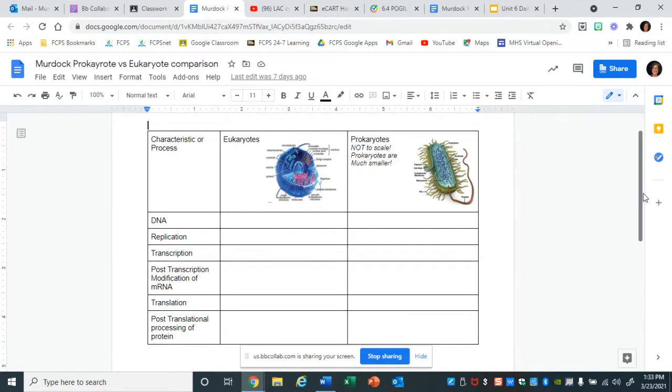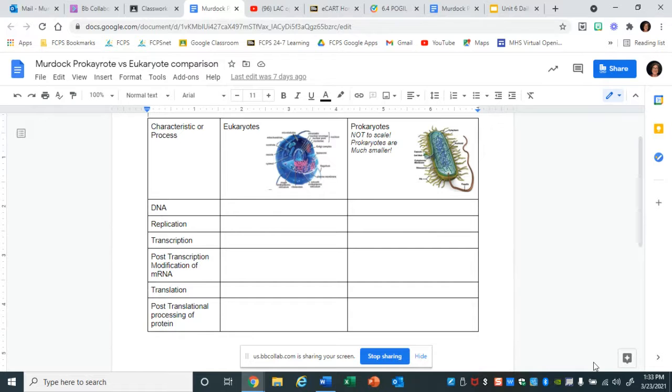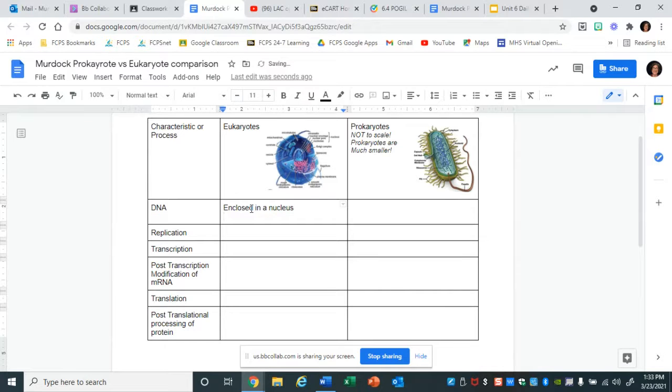So in terms of the differences between eukaryotes and prokaryotes, the first thing that they're going to ask about is the DNA. So the DNA in a eukaryote, remember, is enclosed in a nucleus, right? So it's separate from the cytoplasm. That's one definite difference that you need to mark. Here, there's no nucleus. The DNA floats in the cytoplasm. That winds up being a rather important difference. We'll get to that soon.